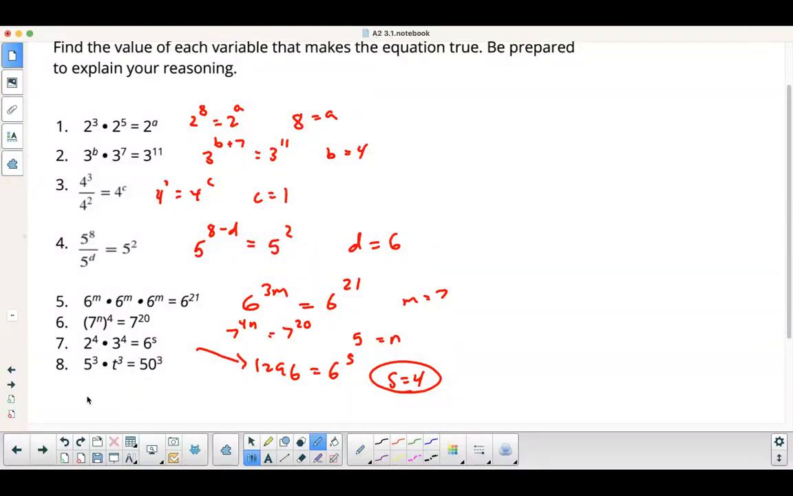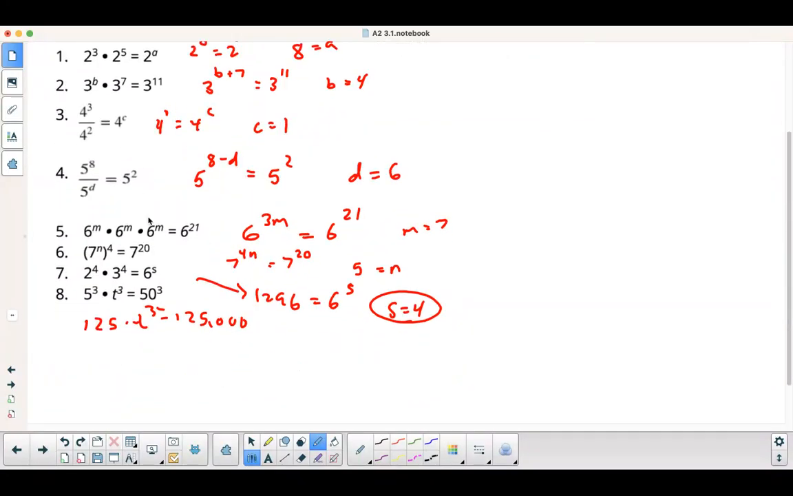And then here, this is going to be, let's see here, 125. Whoops, I'm sorry. 125 after 5 times 5 times 5 equals, and then what's 50 cubed? 125,000. So if I divide by 125, I get t cubed equals 1,000. So now I can see, oh, it'd be 10. 10 cubed would give me 1,000. So t would equal 10. Okay.